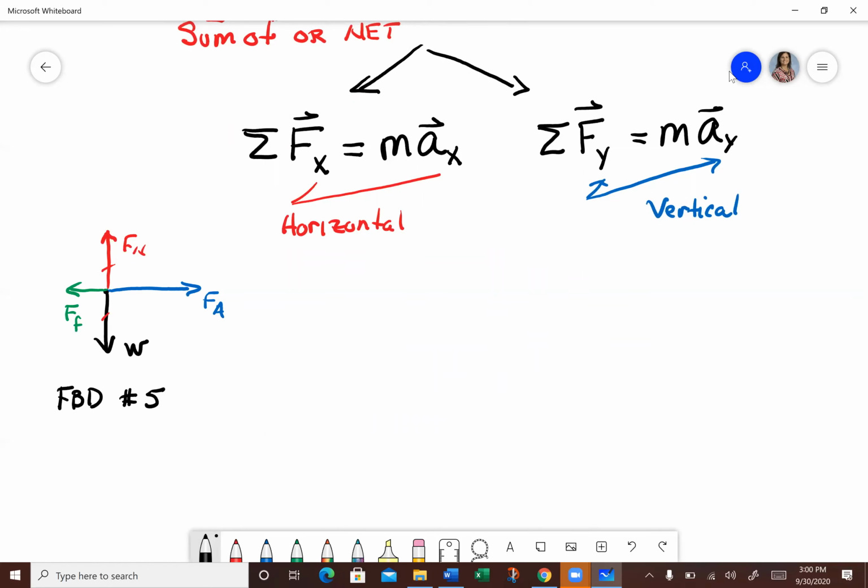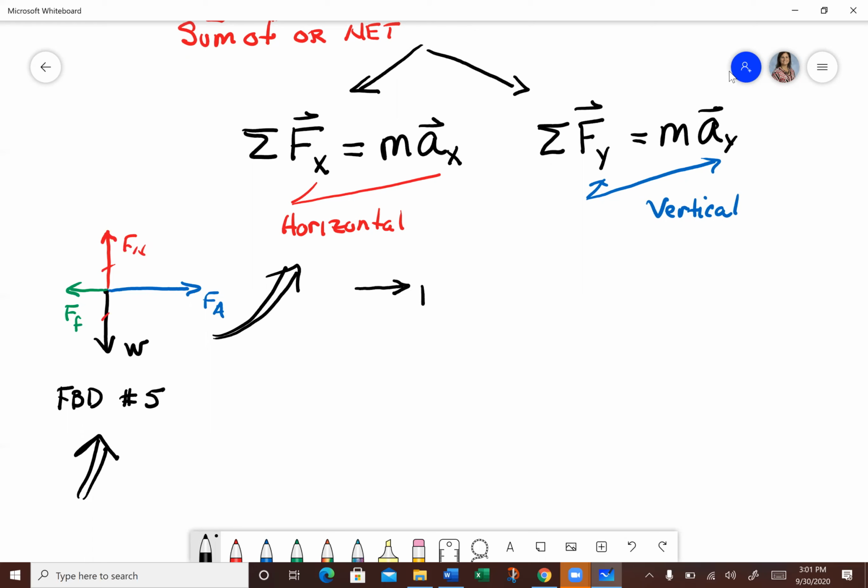So the goal here is that we draw a great picture and then we make that picture fit these equations. That's our goal. You want to say these equations like a sentence: add up all the forces in the X and set them equal to the mass of the object times its acceleration. You must consider direction. How do I consider direction? Mathematically, opposites are positives and negative.